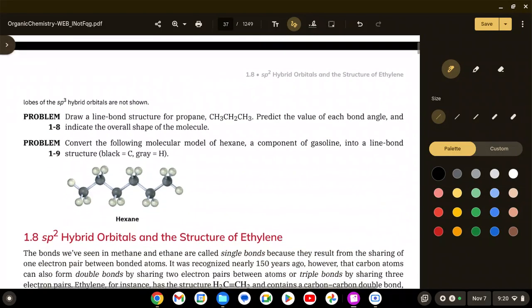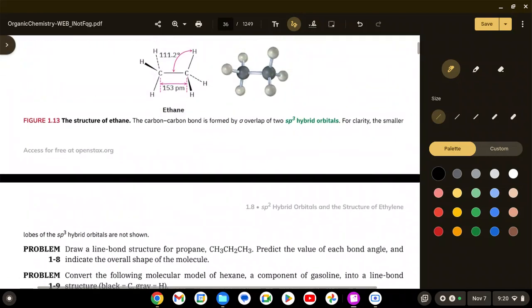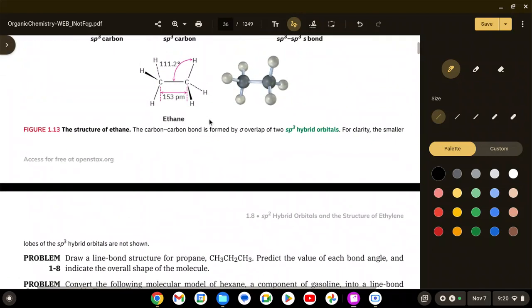Problem 1.8. Draw a line bond structure for propane. Predict the value of each bond angle and indicate the overall shape of the molecule. Okay, so we're going to look at ethane for this. And I'm going to go ahead and draw this line bond structure.